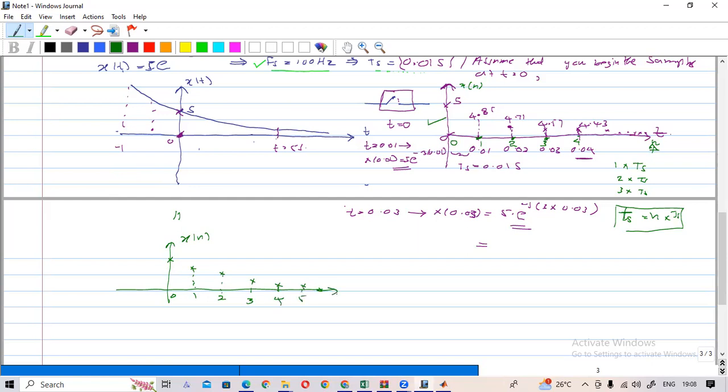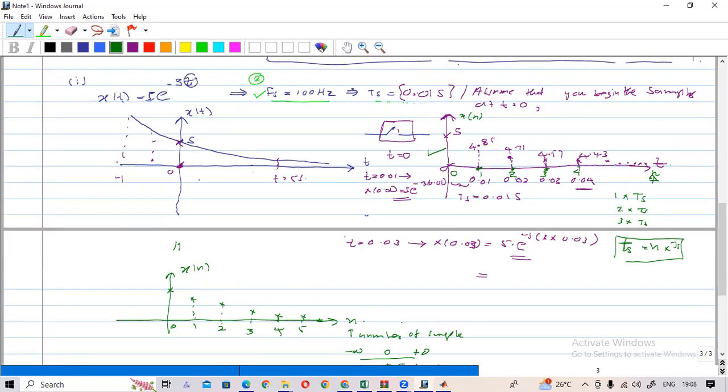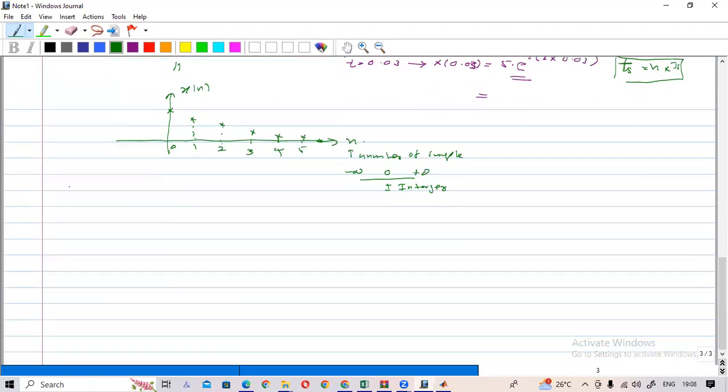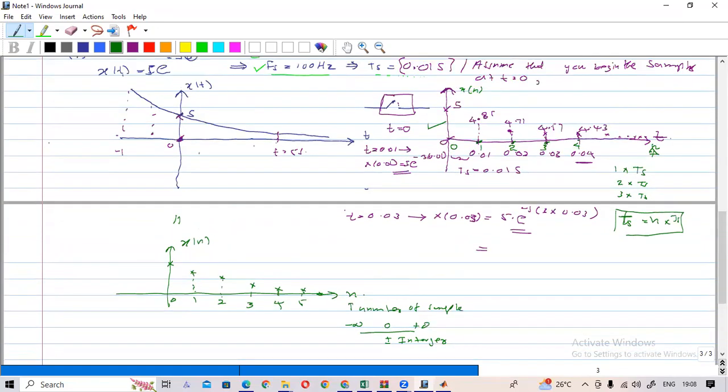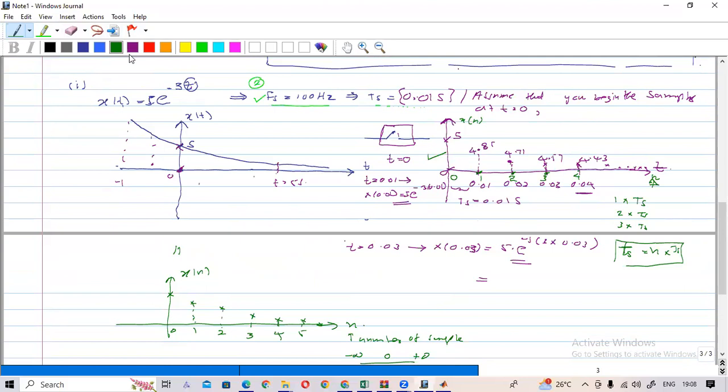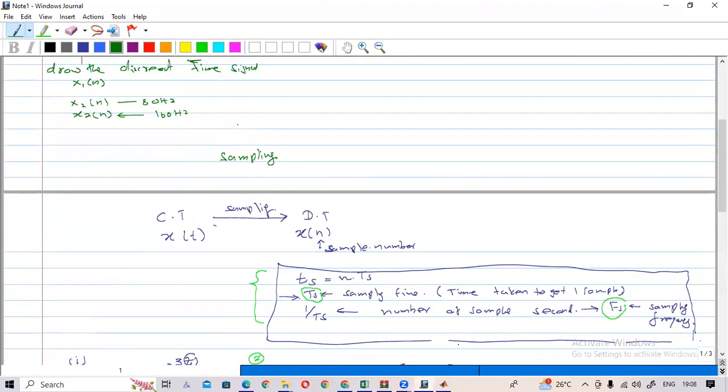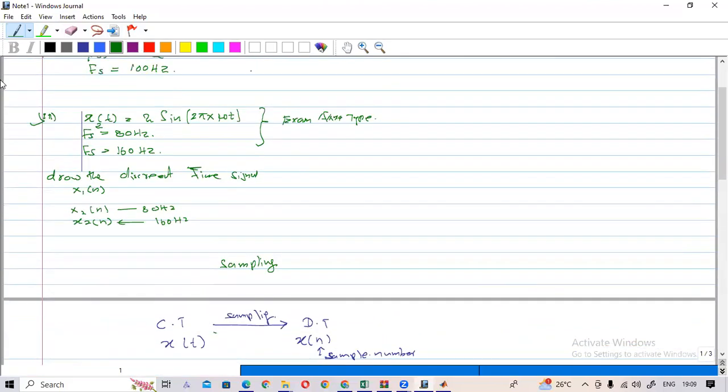So this will be n, the sample number. It can be from minus infinity to plus infinity, including 0, but it should be an integer, plus or minus. So this is our signal. Now you should be able to draw this kind of signal. Now we will go to our next exercise.